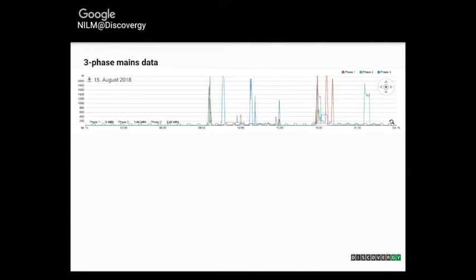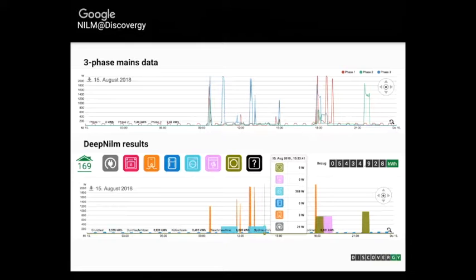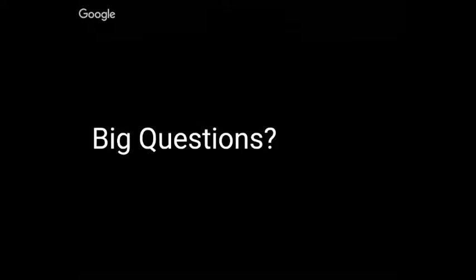So this is how it looks on the dashboard. We have the 3-phase data here, and after disaggregation, it looks like this, wherein you can see these boxes, which denote when a particular appliance started and how much power they consumed. So we have been showing disaggregation to our users and providing the service to them.